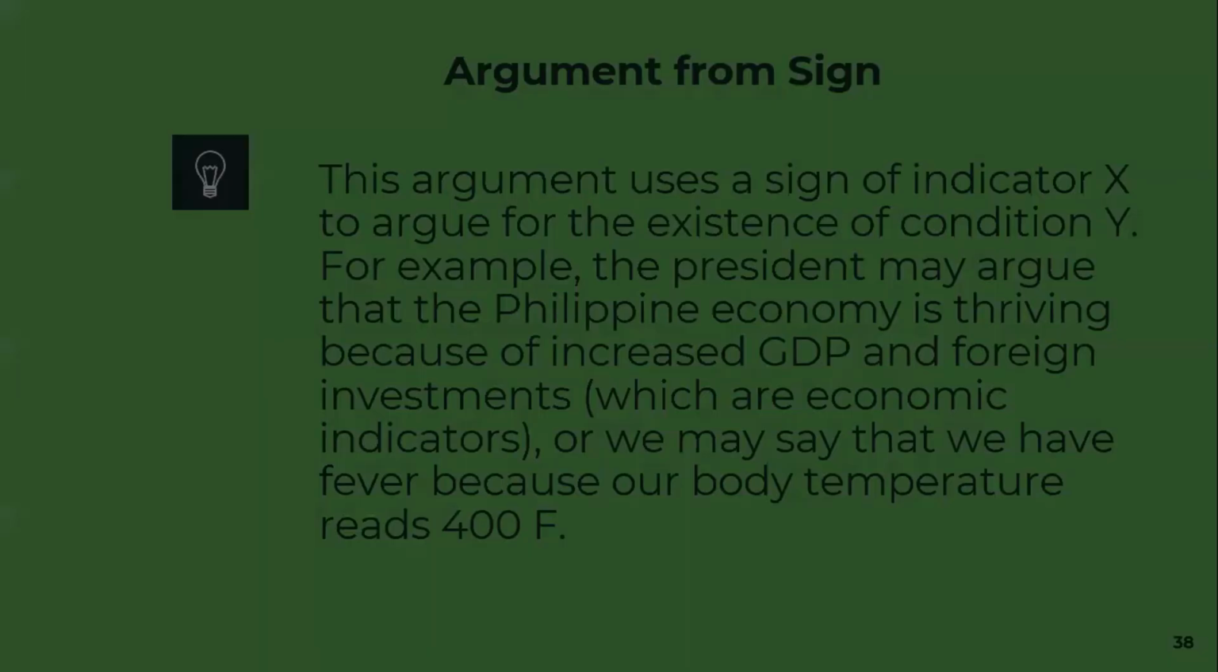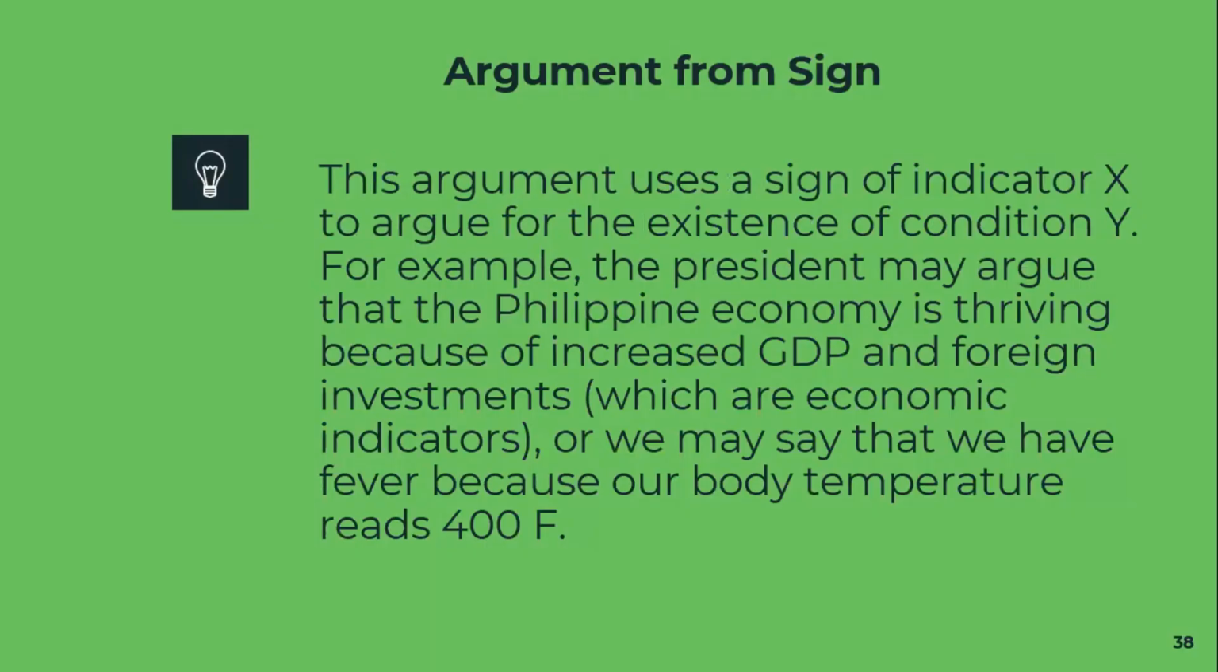Next is argument from sign. This argument uses a sign or indicator X to argue for the existence of condition Y. For example, the president may argue that the Philippine economy is thriving because of increased GDP and foreign investments, which are economic indicators. Or we may say that we have fever because our body temperature reads 40 degrees Fahrenheit. So this means that the argument from sign implies an indication of a situation.